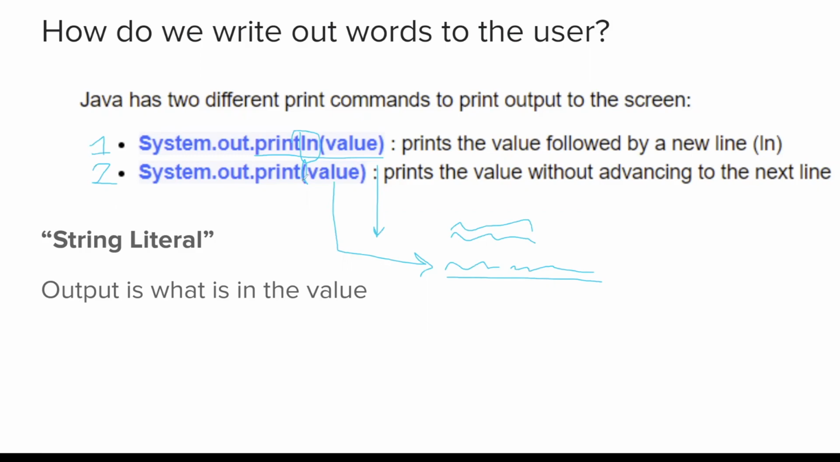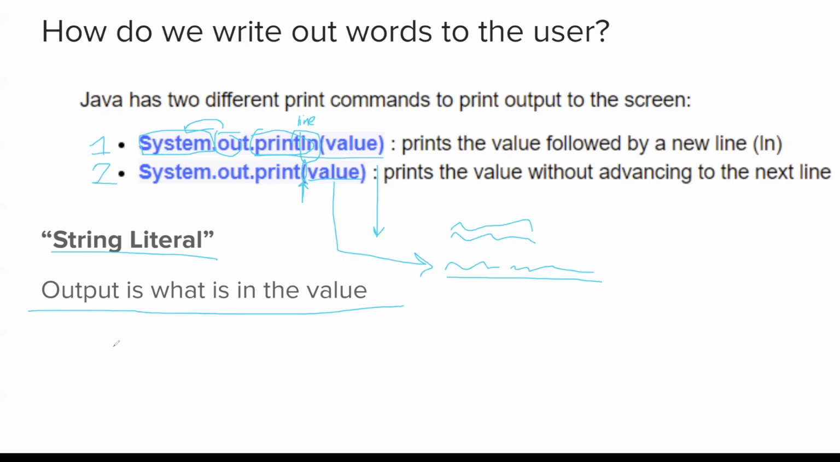And so the terminology we call is system because we're in the system. We're printing out into the system. ln means line. So it's like considering a new line, right? And here we don't have a new line, okay? And so we also call value a string literal. Basically what it means is whatever is in the value, it's called a string literal.